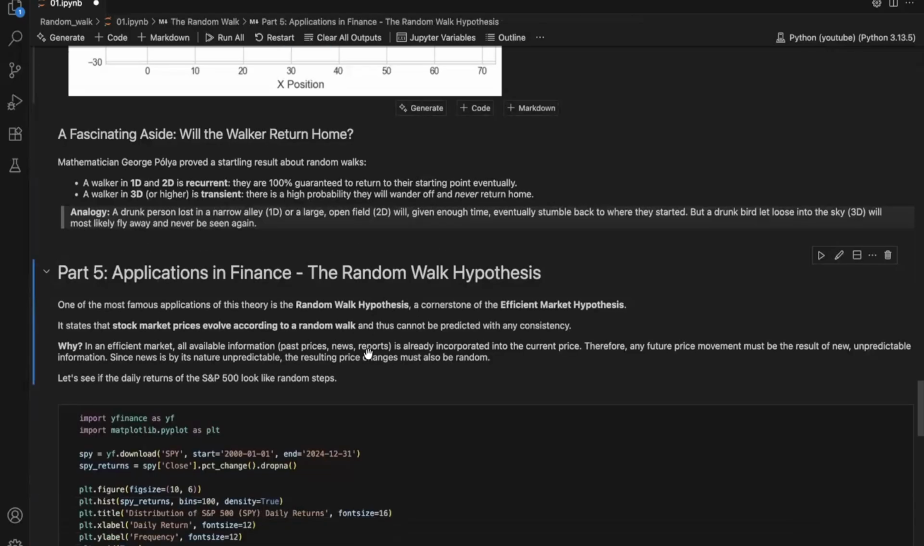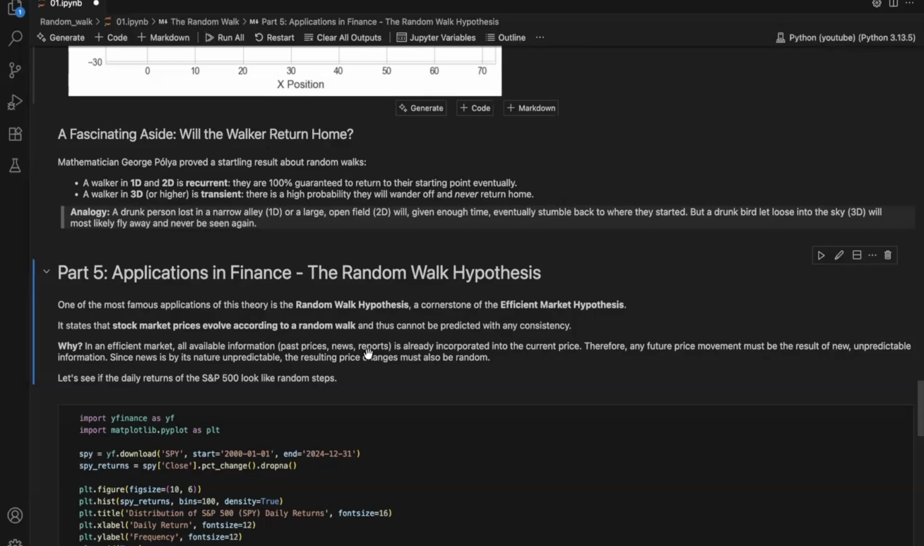This brings us to the most famous application of this theory, the random walk hypothesis in finance. It's a cornerstone of the efficient market hypothesis. The hypothesis states that stock price changes are random and unpredictable. Why? Because in an efficient market, all available information is already baked into the current price. Therefore, future price movements can only be caused by new information or news. And since news is by its nature unpredictable and random, the price changes that follow must also be random.